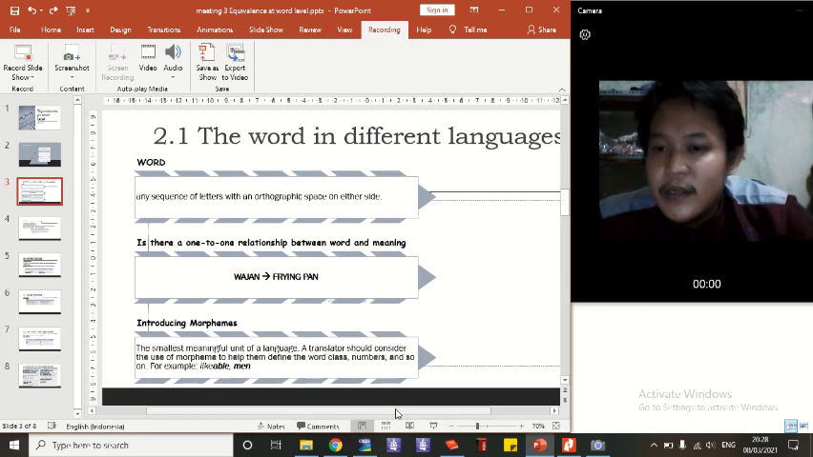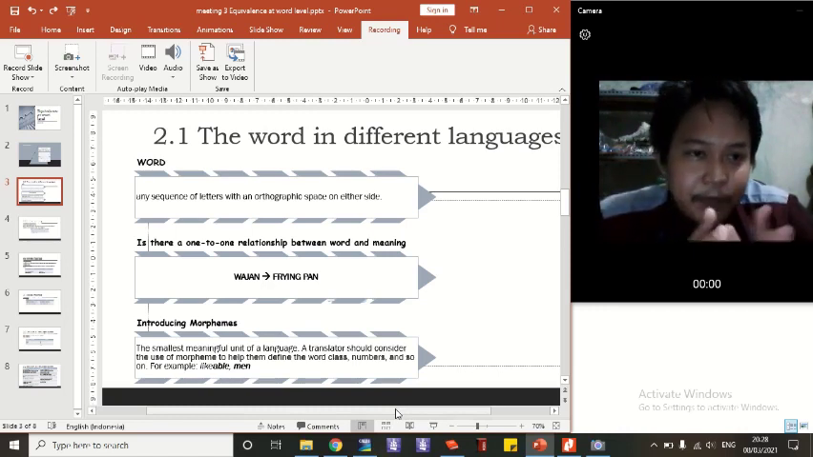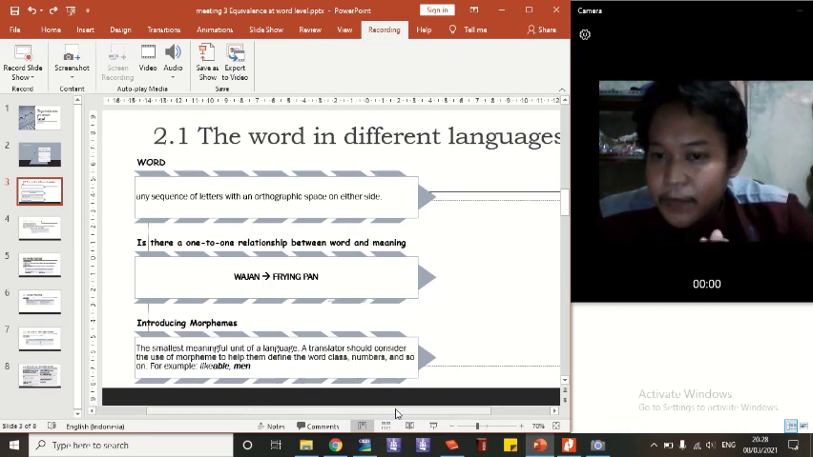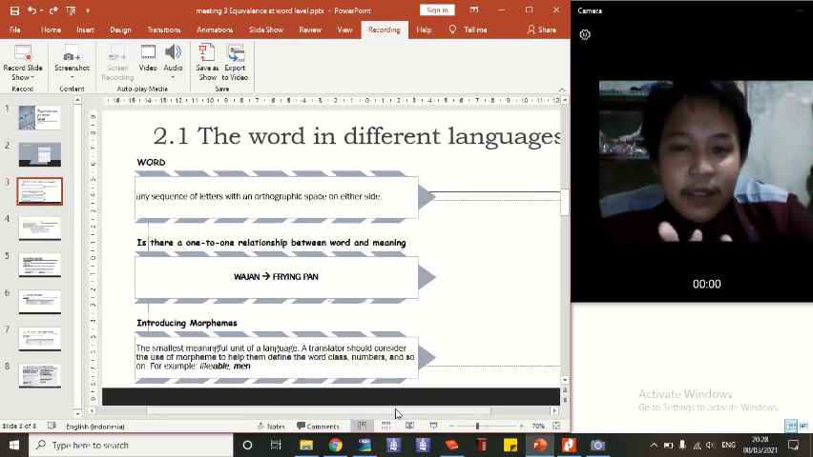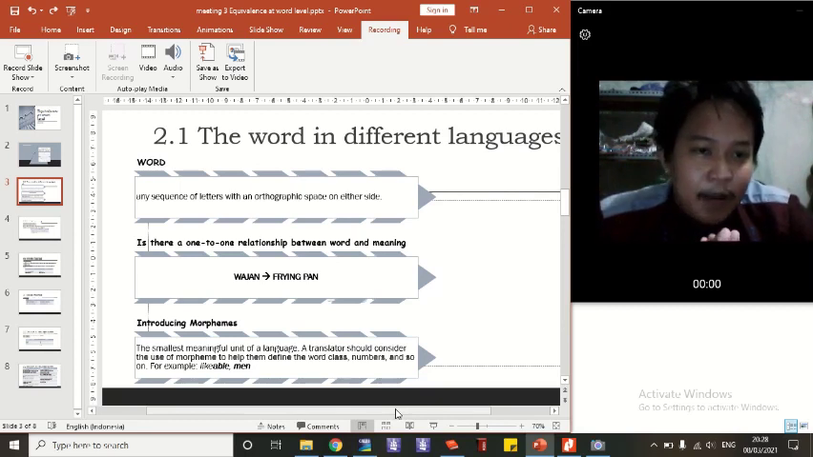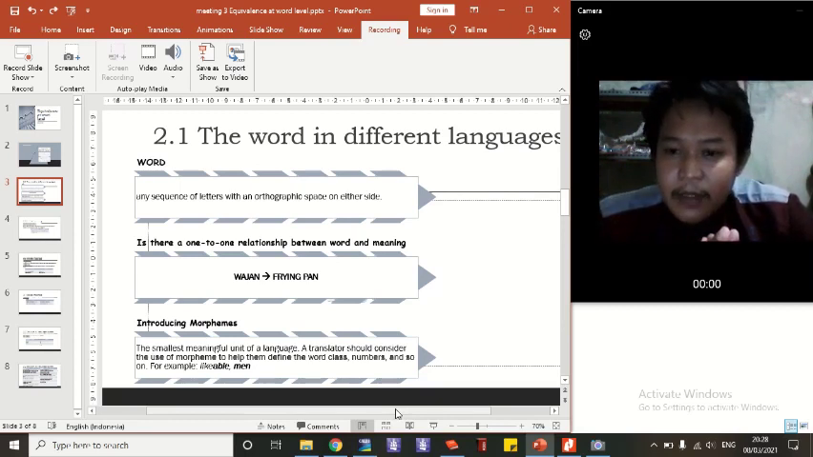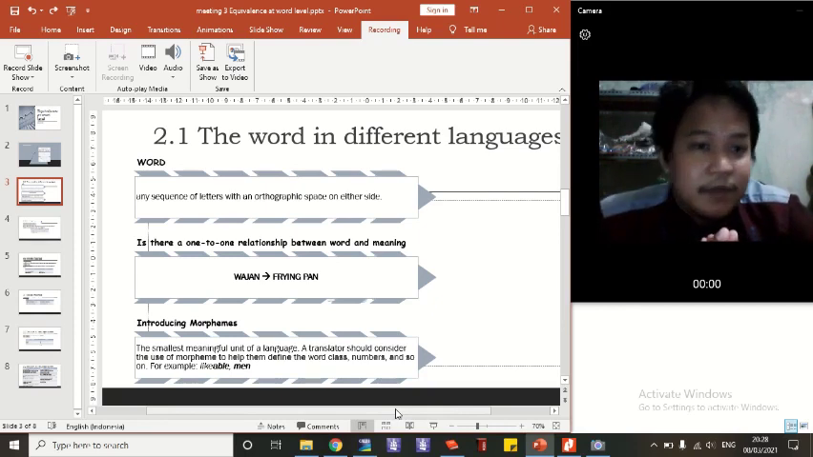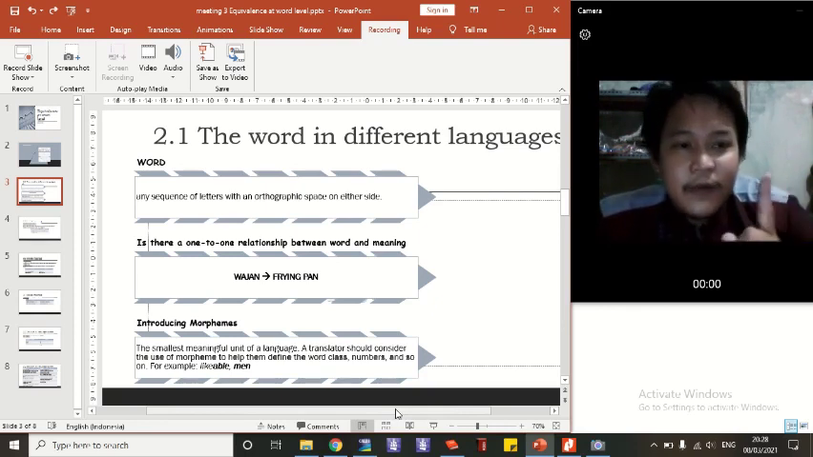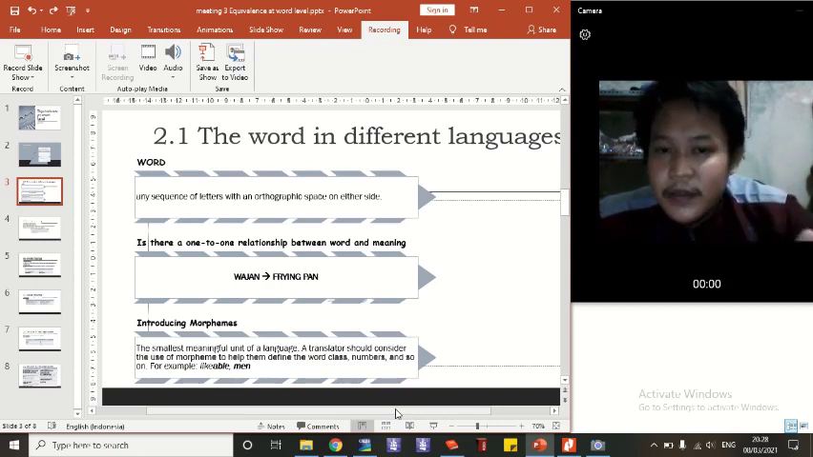The second one: is there a one-to-one relationship between word and meaning? I have told you many times that, of course, there is not. For example, in Indonesian, we have "wajan" or "penggorengan." When it is translated into English, it becomes "frying pan." From one word, "wajan," it becomes "frying" and "pan," two words. So there is no one-to-one relationship. Totally disagree.